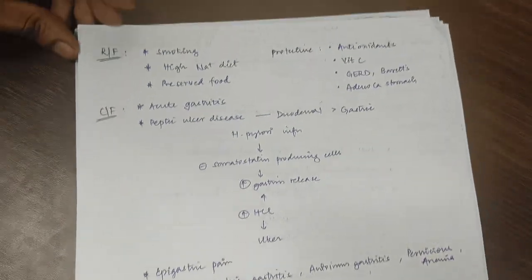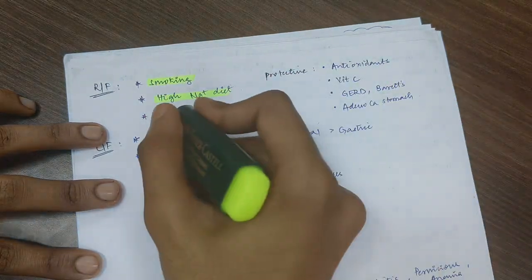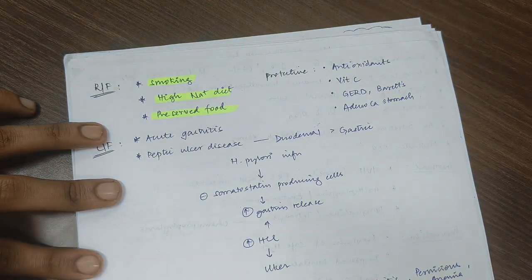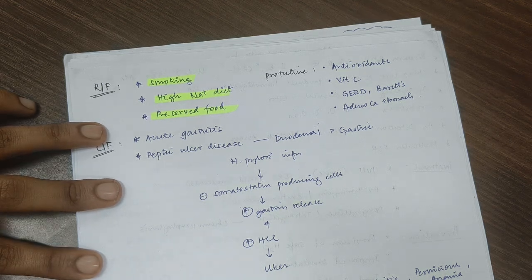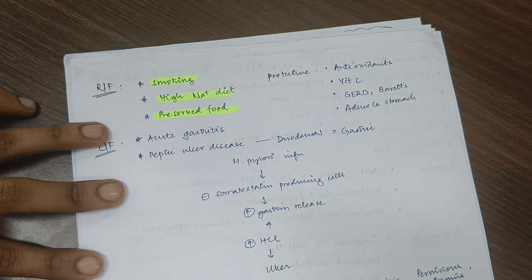What are the risk factors? Smoking, high sodium diet, preserved food. You're going to eat the packed foods from bakery or any outside foods which are packed, which is more commonly seen in developed countries such as USA, UK, France, all those.